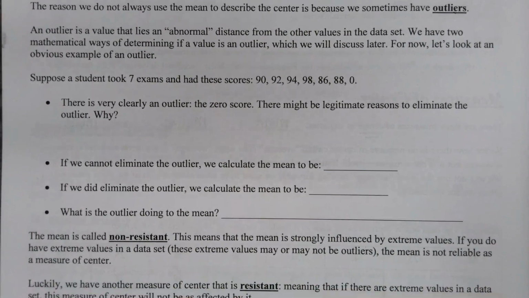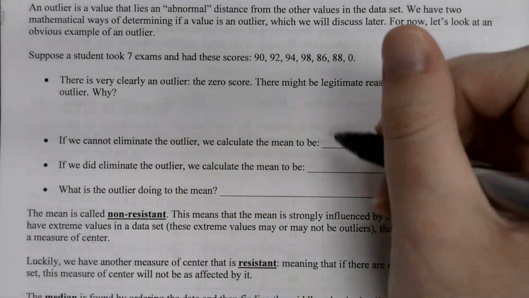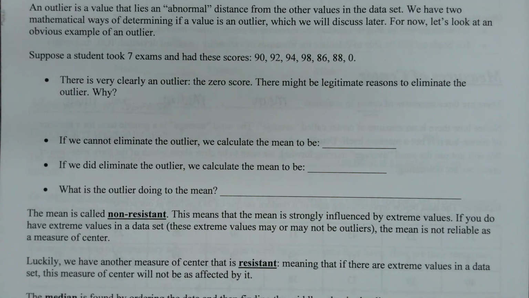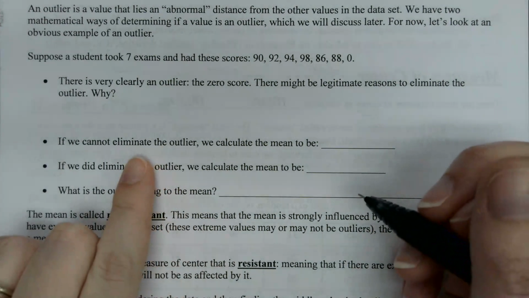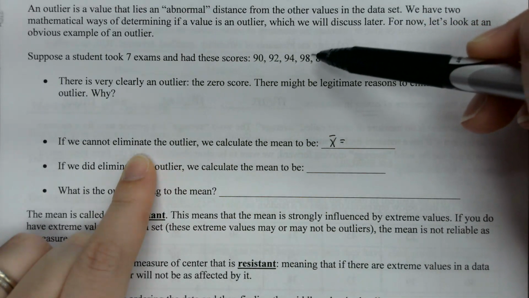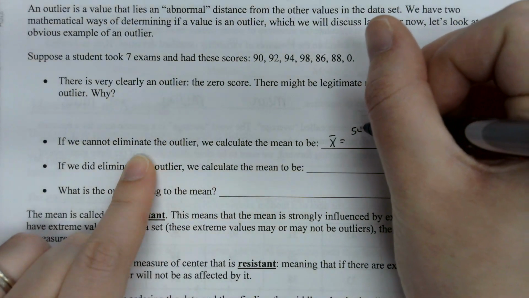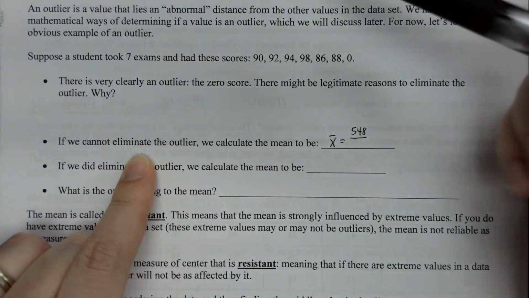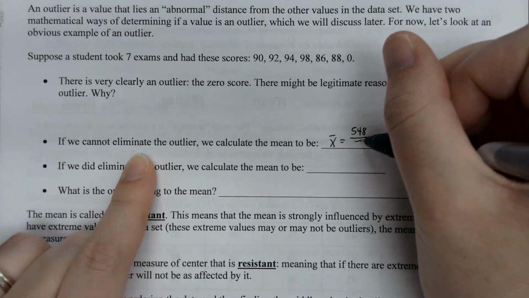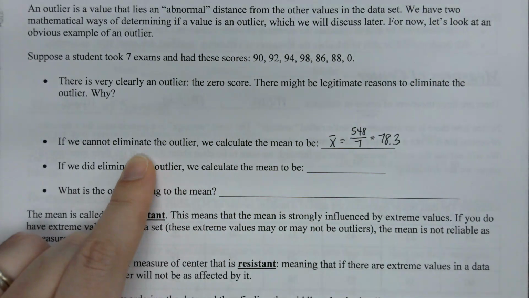If you can't eliminate the outlier, we're going to calculate the mean. We're going to look at the difference between eliminating it and keeping it in. If we can't eliminate it, I take 90 plus 92 plus 94 plus 98 plus 86 plus 88 plus 0, and we get 548. We divide that by our 7 exam scores, and that gets me 78.3. So our mean exam score is 78.3.